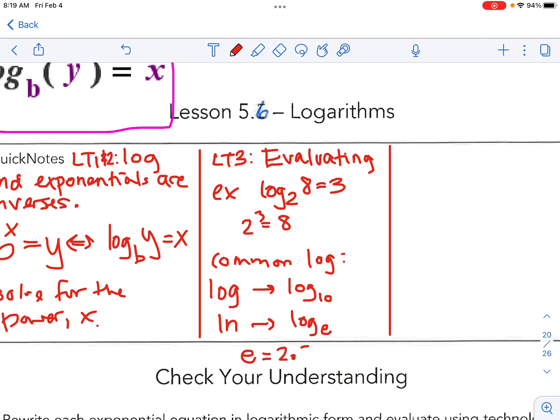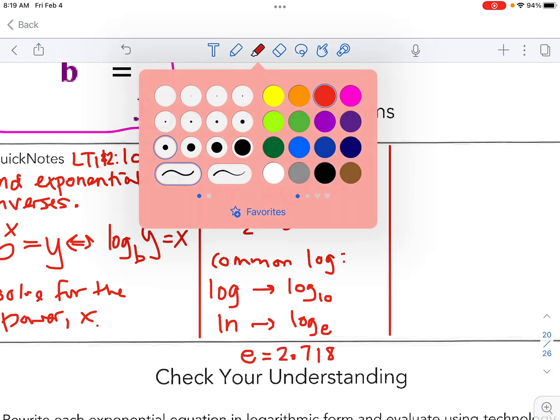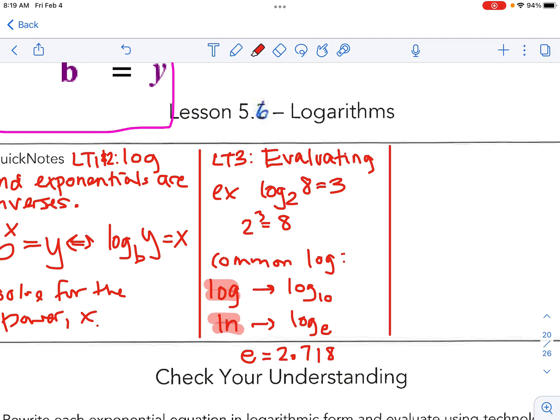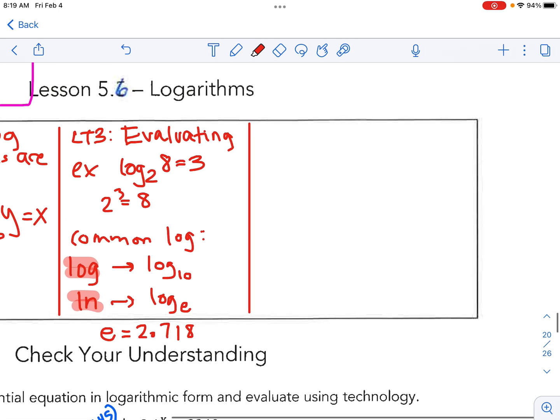E is a number, kind of like pi. It's about 2.71 roughly. You actually have a key to find its exact value on your calculator. In Graph and Calc, it's the key just below the pi key. It's about 2.718 roughly. And so those are the two common logs that we have in our calculators and that we use to calculate values.